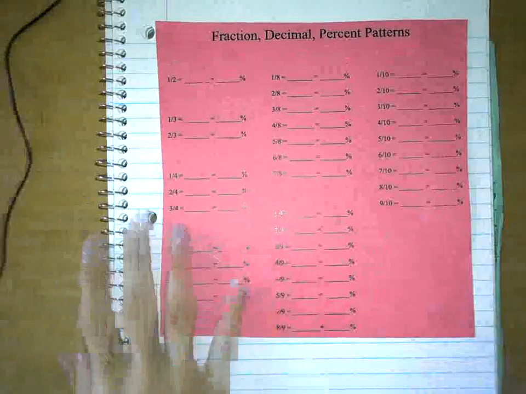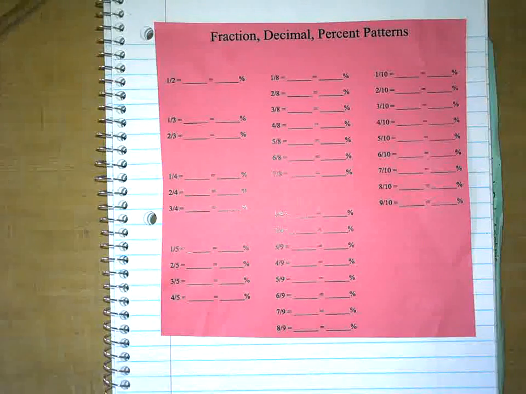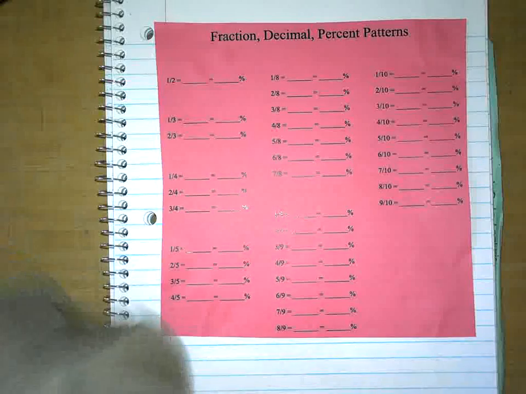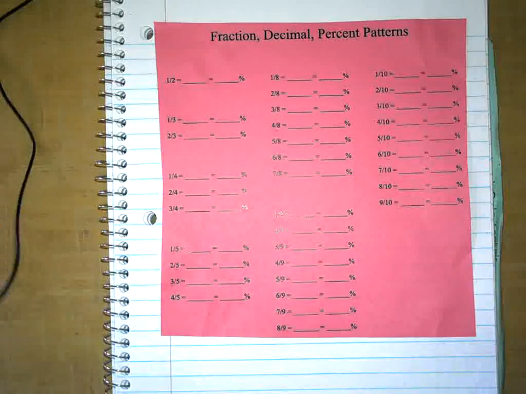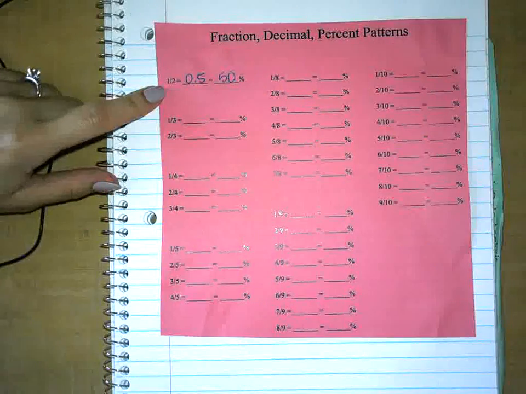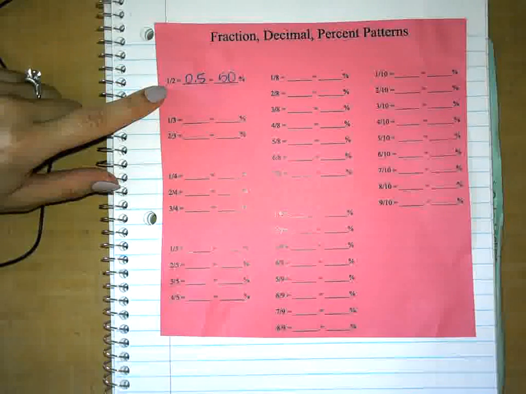And then the next page I need to glue down is this pink page. These are all of the ones that you must have memorized. There are a lot of them that you should already have memorized, so a lot of this shouldn't be new to you. You are very smart, so you should be able to understand most of these. So 1/2, that is 0.5 or 50%.